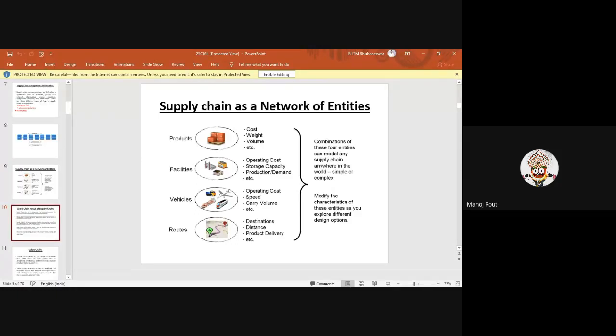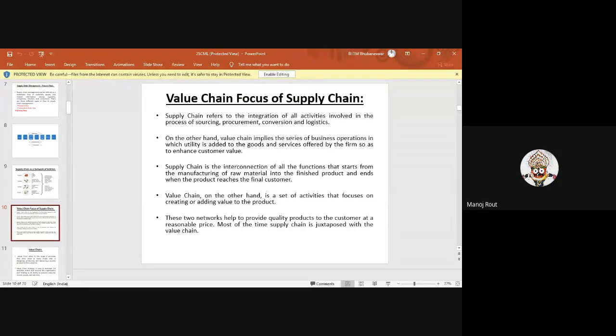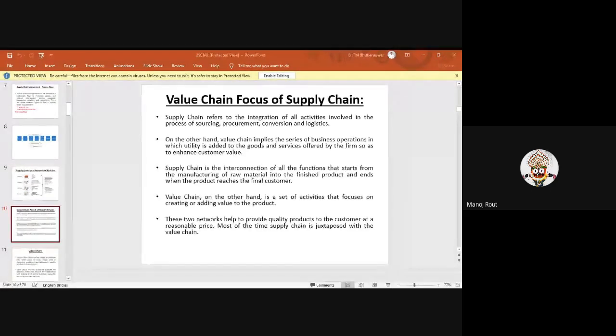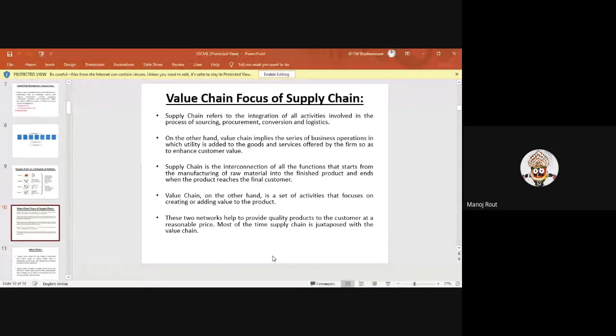Going to the next slide, that is the value chain focus on supply. This is today's topic. As I told in the previous class, whenever supply chain management activity is going on, it starts from the vendor or suppliers. In that case, different kinds of value are added, and that value should be considered for maximizing profit. For example, point number 1: supply chain refers to the integration of all activities involved in the process of sourcing, procurement, conversion, and logistics.